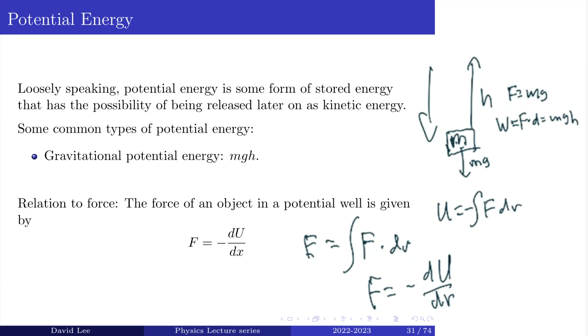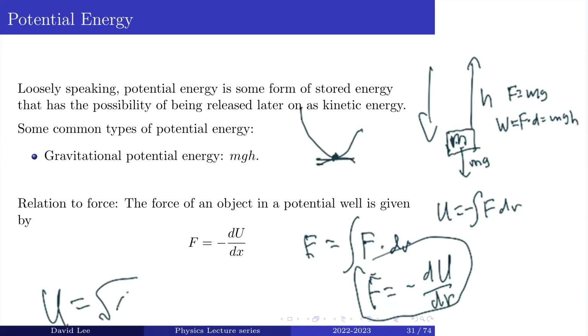So this is sometimes useful if you get a potential energy graph. You can see maybe the slope here is 0, so you'll know this point's at equilibrium. Or if they give you a potential energy function, like, I don't know, U equals square root of x, then you'll know what the force is as a function of x.